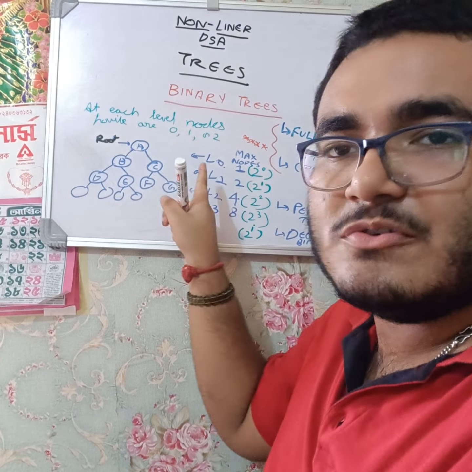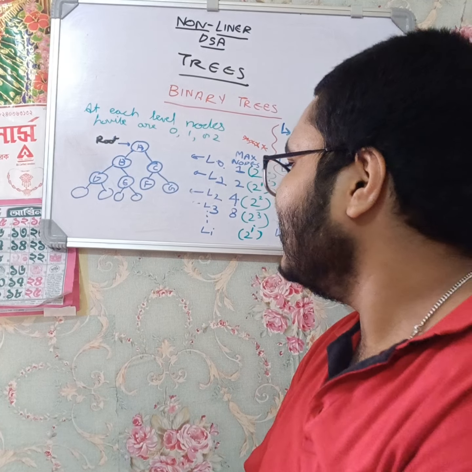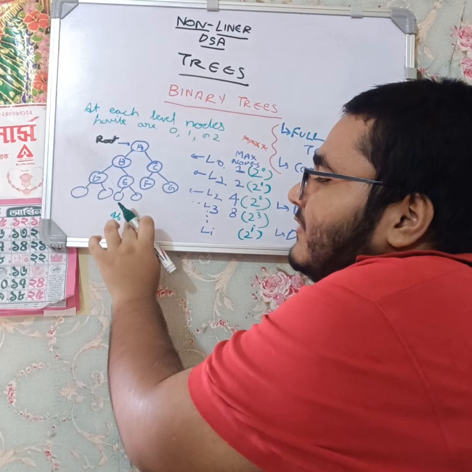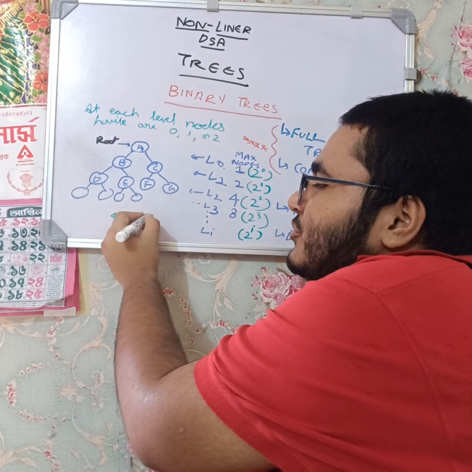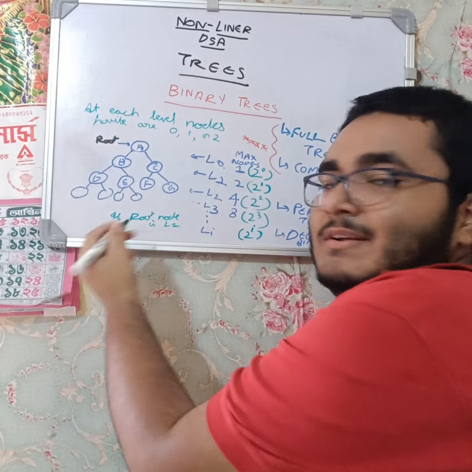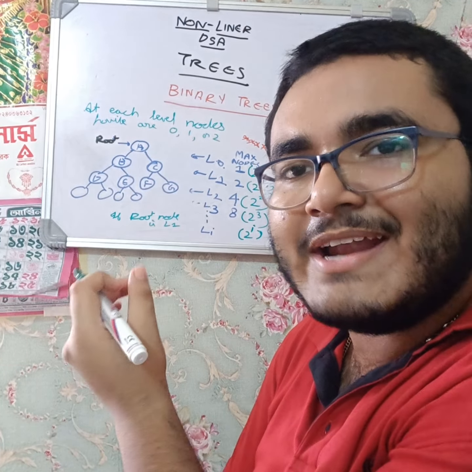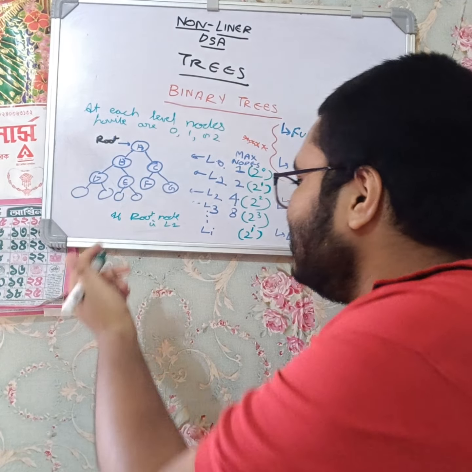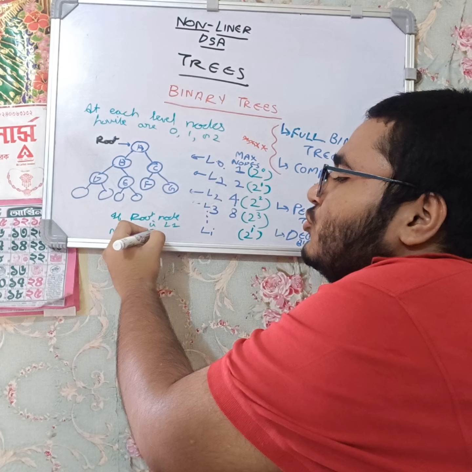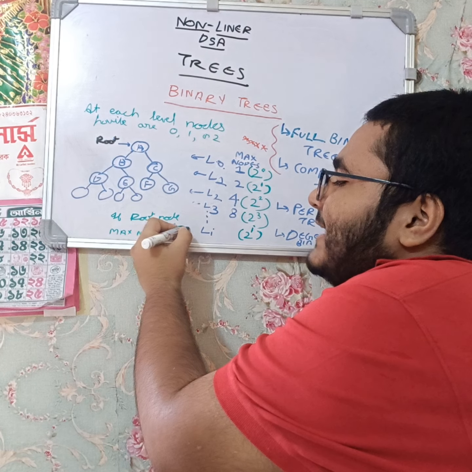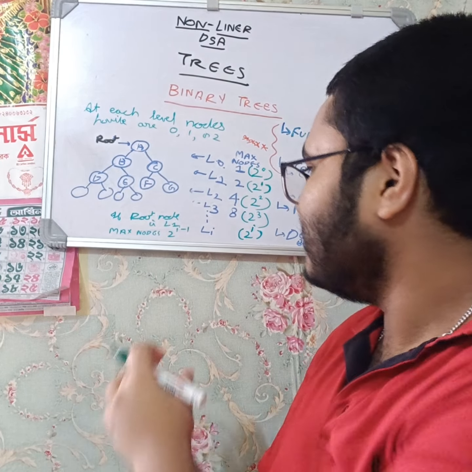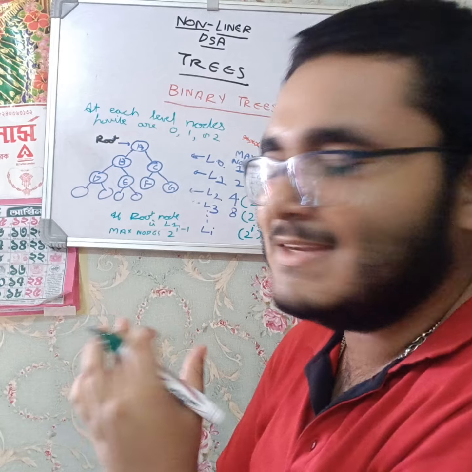If you start the level from 1, if root node is level 1, then at the ith level, the maximum number of nodes possible is 2 to the power I minus 1. You can simply write it, because at level 1 it is 2 to the power 0, at level 2 it is 2 to the power 1. You can clearly say that.